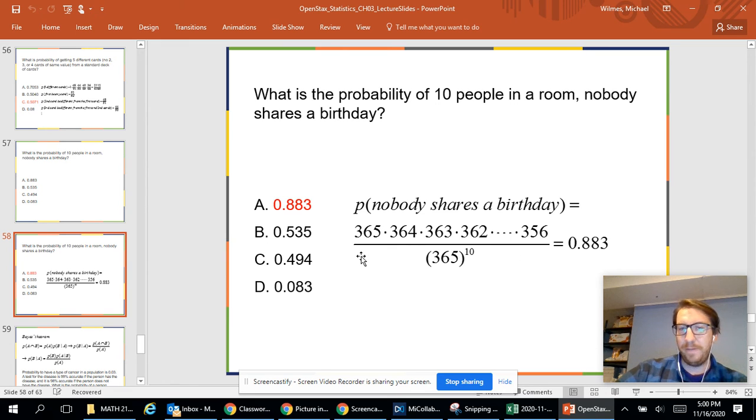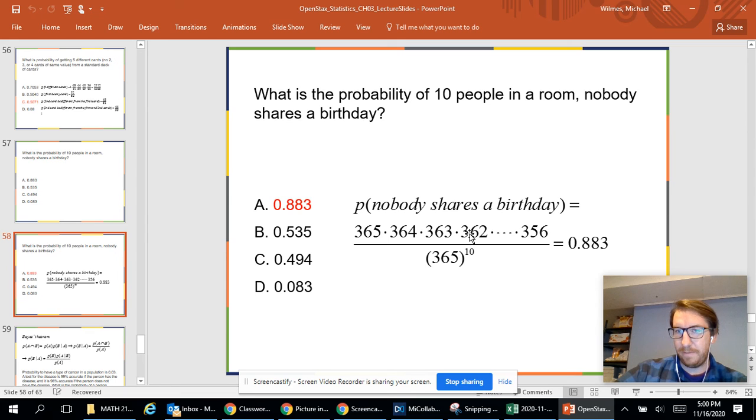So the first person we just pick. Like my birthday is January 31st. So right there, I'm the first person. Then we need to pick another person. We need them to not have my birthday. So they can have 364 days to pick from out of the total of 365. So we need that to happen.